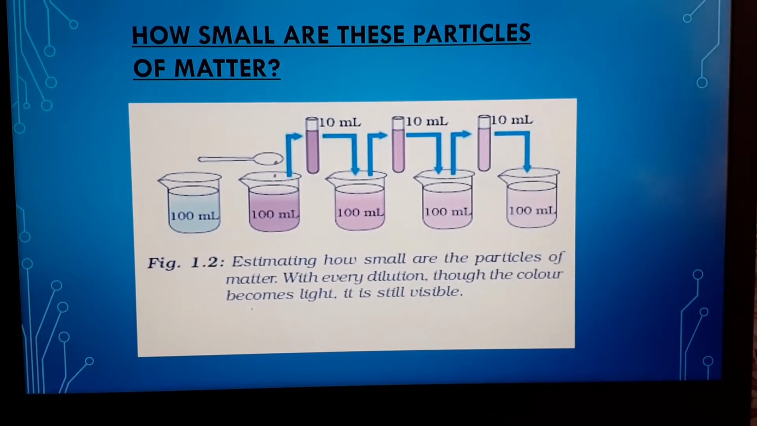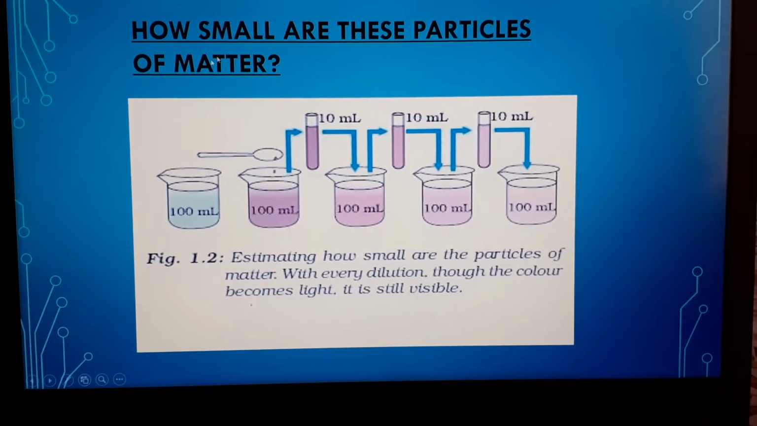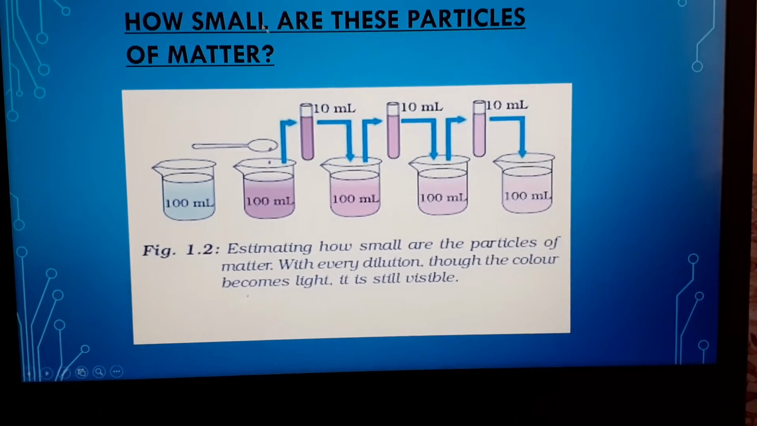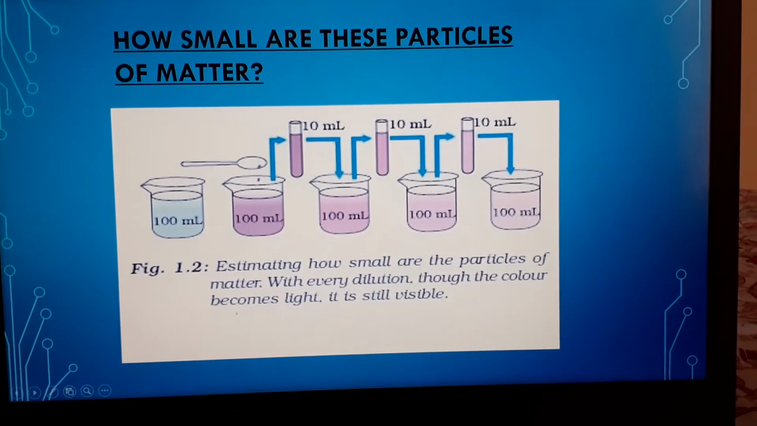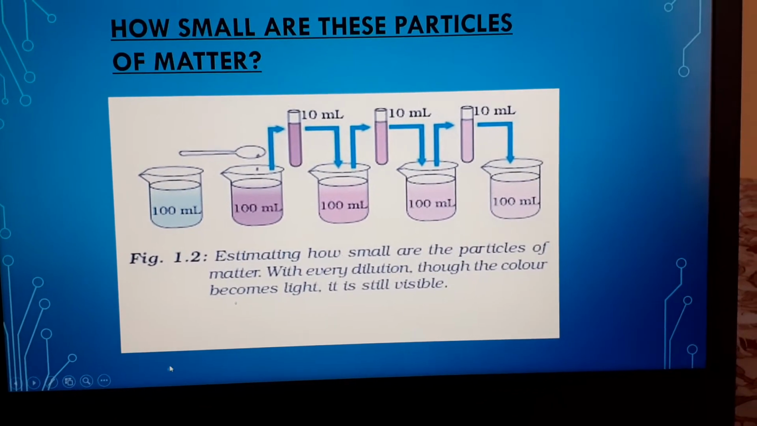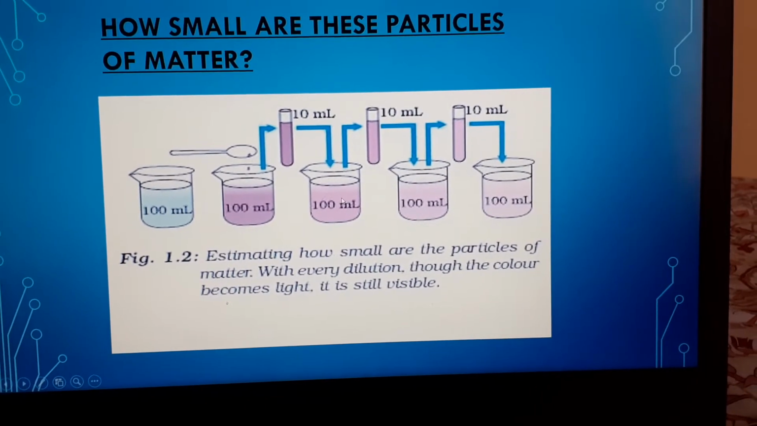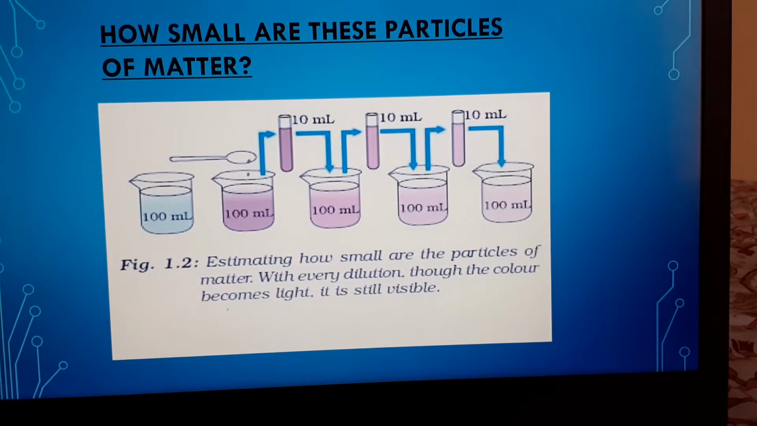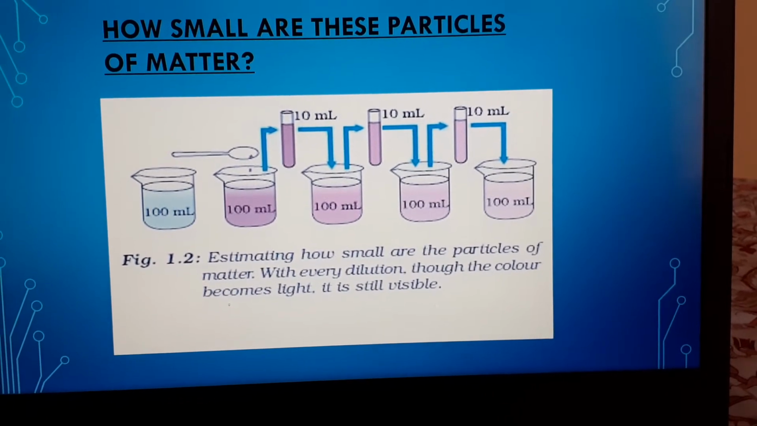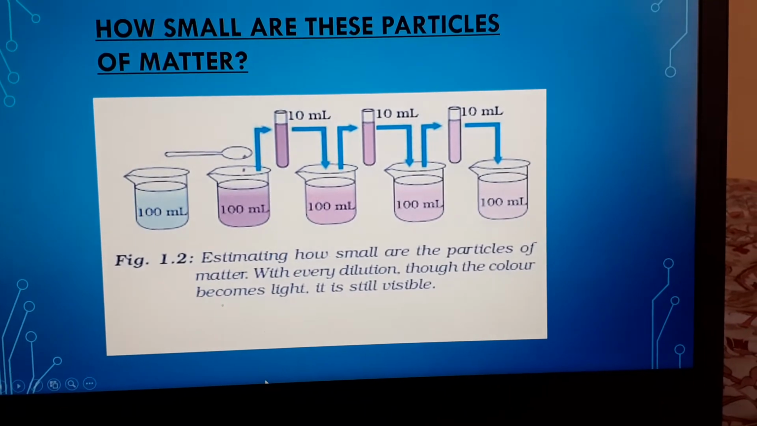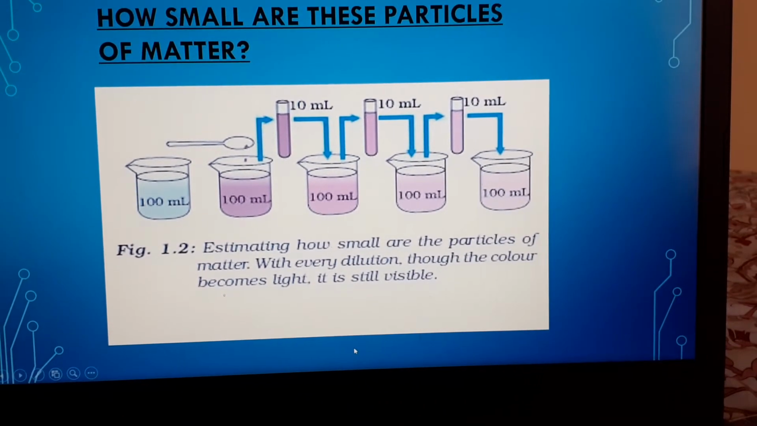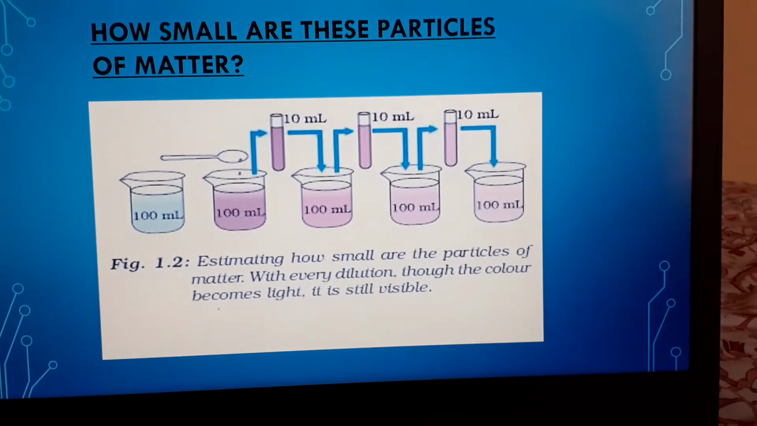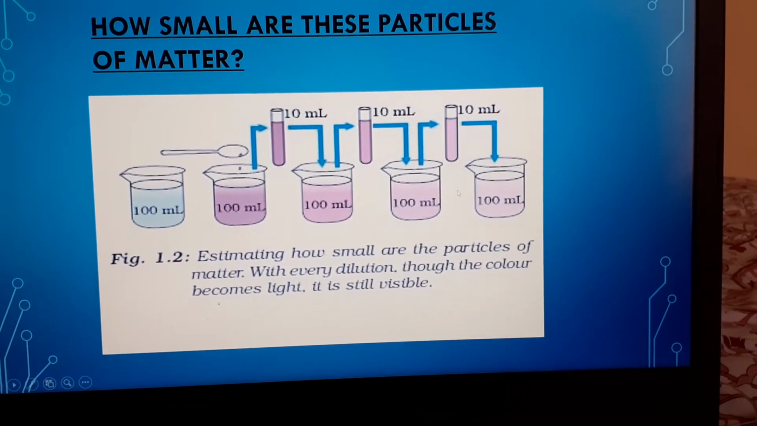Now from this I am taking 10 ml of this solution and adding 90 ml of water. So the total amount is 100 ml. Here also you can see that it is colored. Again I am taking the same method, and I am doing this 7 to 8 times, until the water becomes clear. All the beakers are showing that.